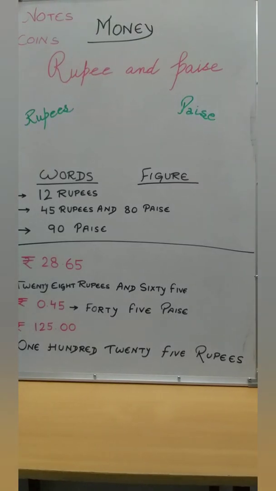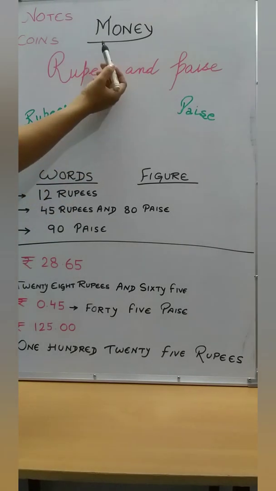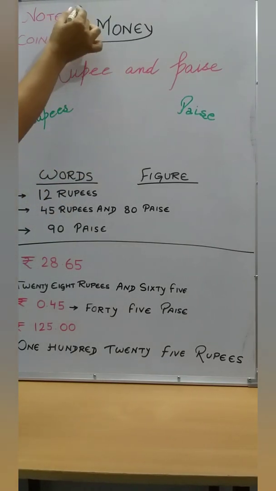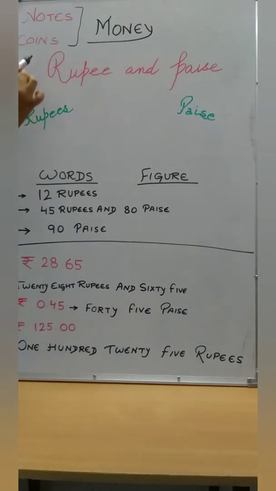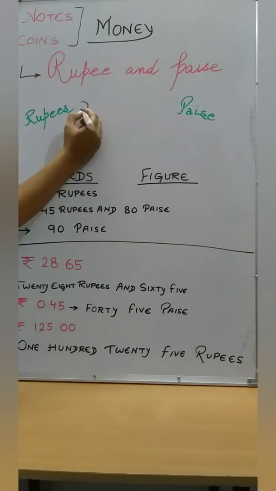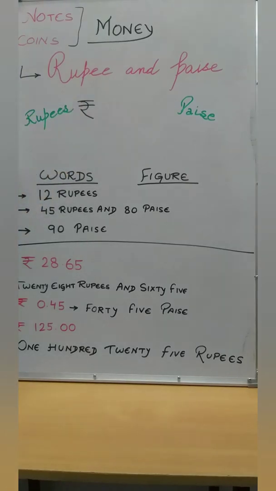Money means currency of any country. So anything that we use to buy something, any goods, that is money. It can be in the form of notes or it can be coins. Indian currency is rupees and paise. We have a symbol for rupees, that is this one. This symbol is of rupees.